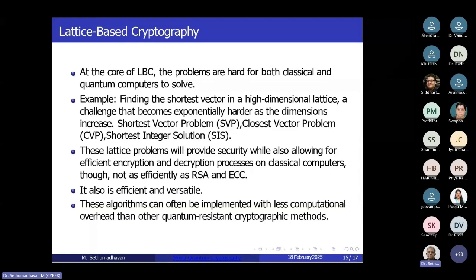And the only problem with this, okay, what is lattice-based crypto? The advantage of a lattice-based crypto system is its efficiency and versatility. That much effort is put on lattice-based cryptography now. These algorithms can be implemented with less computation overhead than other quantum-resistant cryptographic methods. You have seen the other three basically. So the beauty of a lattice-based crypto system is that it can be easily implemented, and people have already started implementing this.